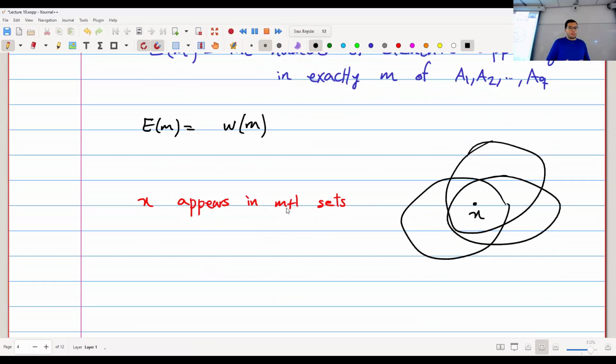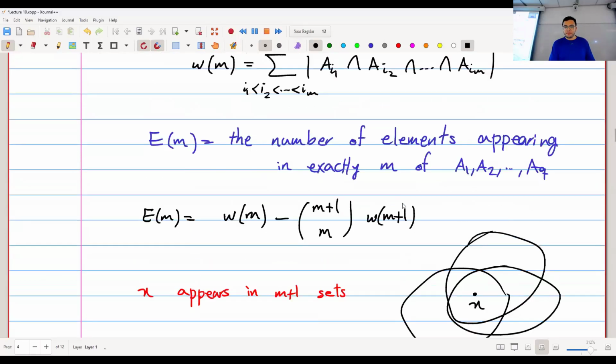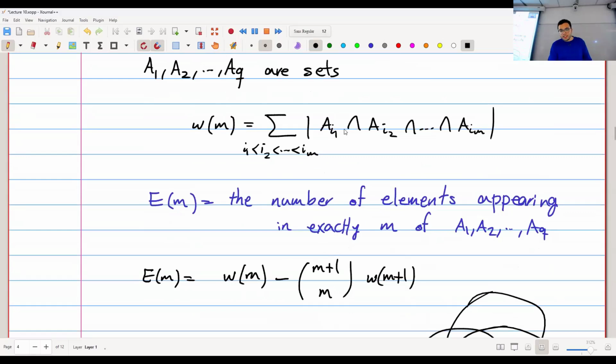But I don't want that. I want X to be counted 0 times. So I can just subtract it, right? Let's say I subtract M+1 choose M times omega of M+1. So what was omega of M+1? It was that I take all combinations of M+1 sets, look at the size of their intersection, and so on. Of course, I want to subtract that because in this, X is counted exactly once, but in this one, X was counted M+1 choose M times. So I want to subtract this to make sure X is not counted.